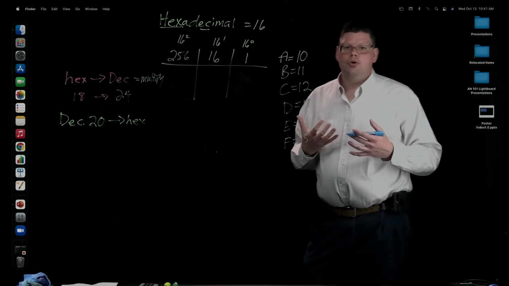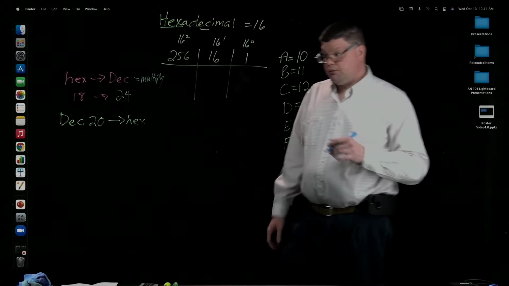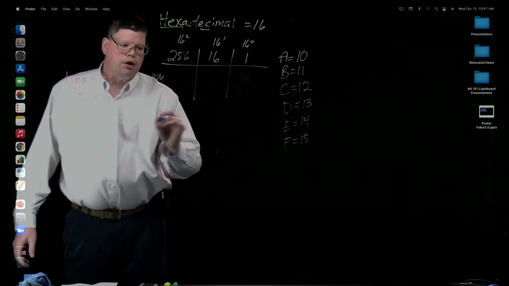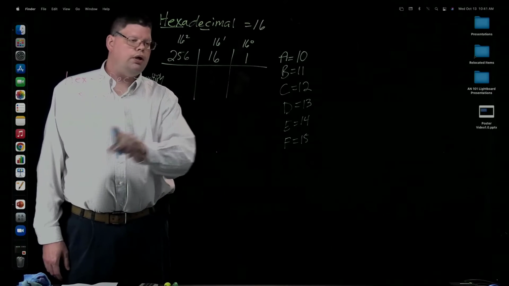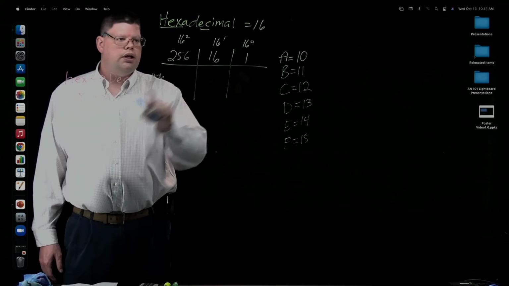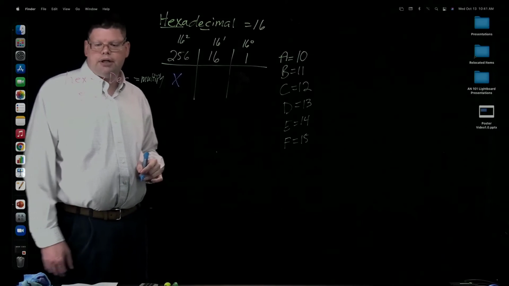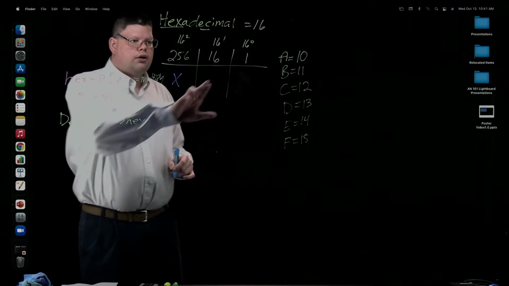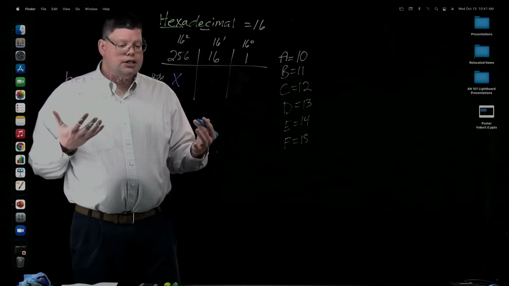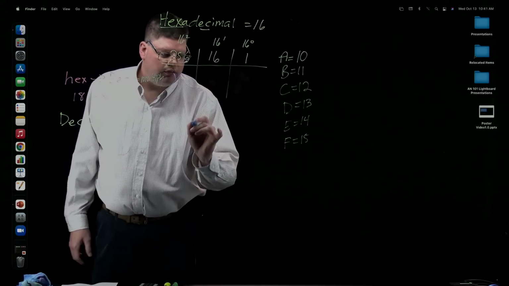So we're going to have to do some long division in here. We're going to look at the number 20. If you have $20, you can't buy something for $2.56, right? So we're not going to be using that field at all. If we have $20, can we buy something for 16? Yes, we can. So we're going to divide 16 into 20.